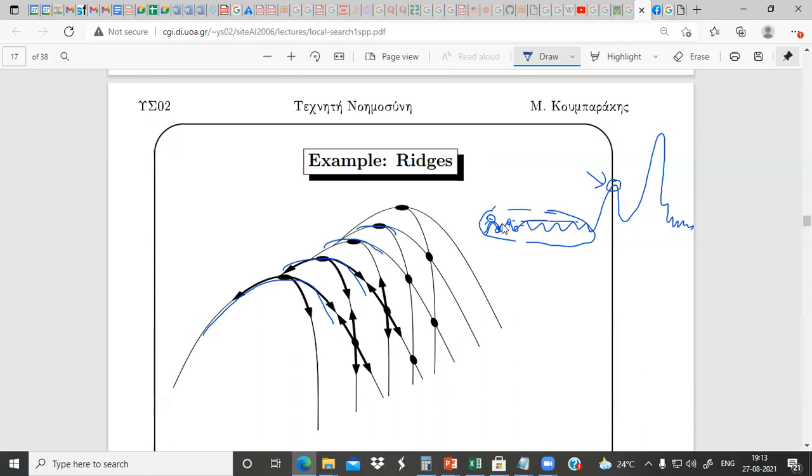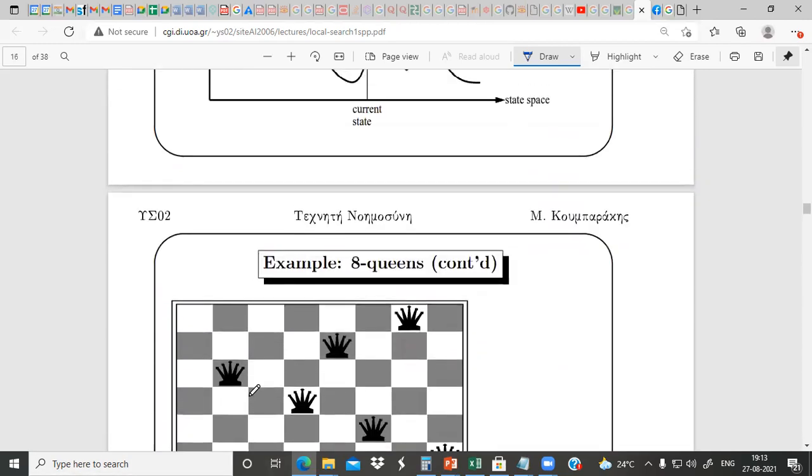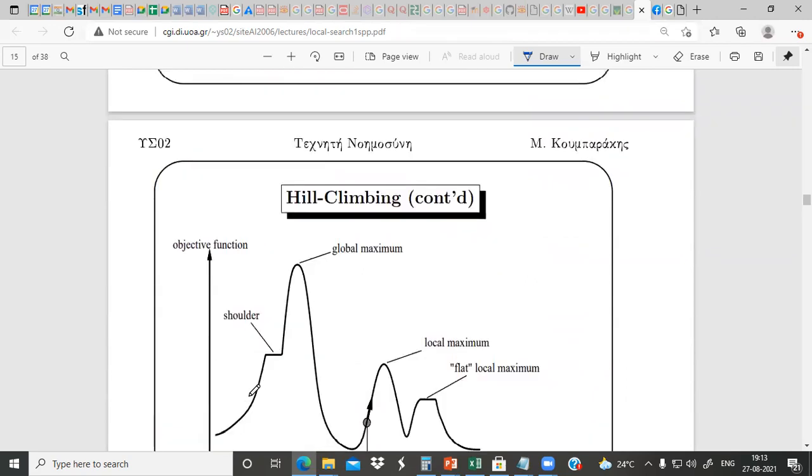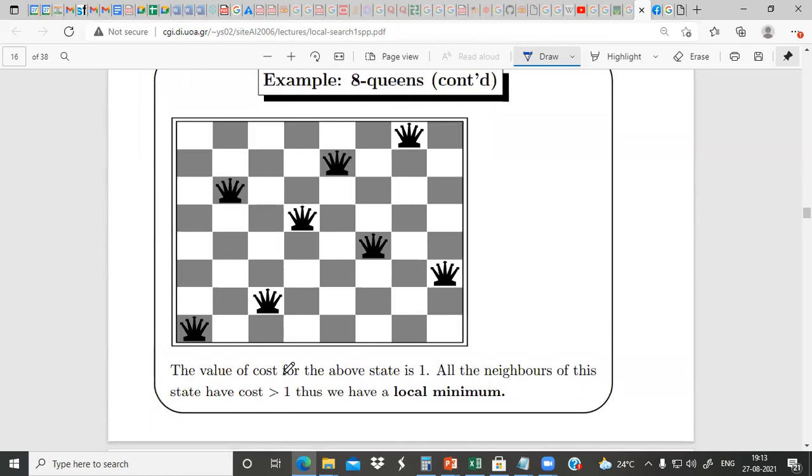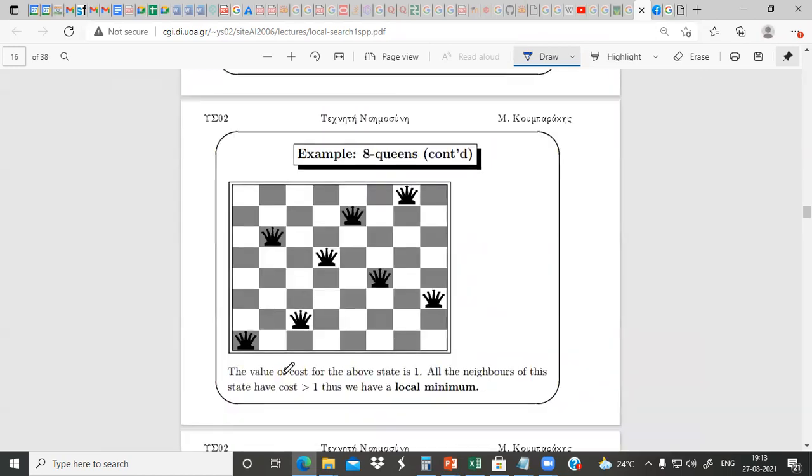So this is local maxima. Or it may get stuck with a shoulder. This is a shoulder. Or it may get stuck with a flat local maxima, plateau. Or it may get stuck with ridges, right? So these are the drawbacks of the basic version of the hill climbing algorithm, right? So here is an 8 queen problem with a better solution.